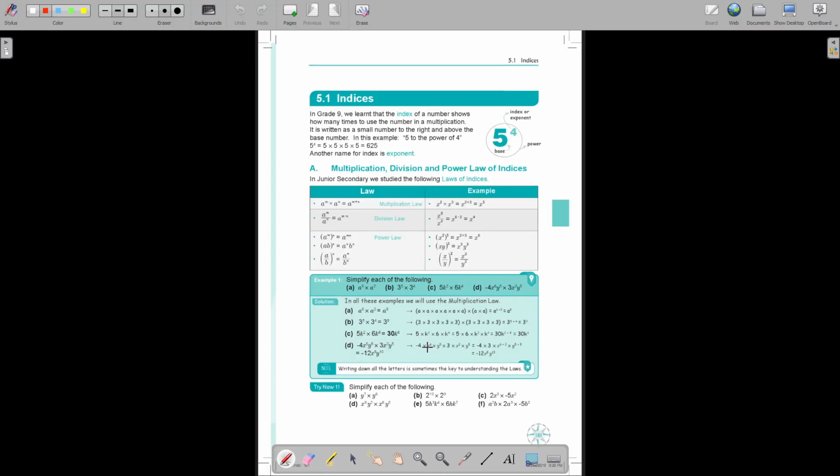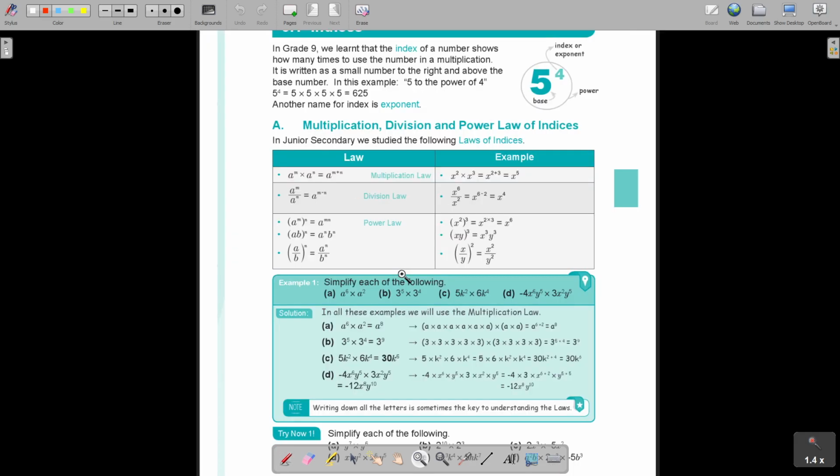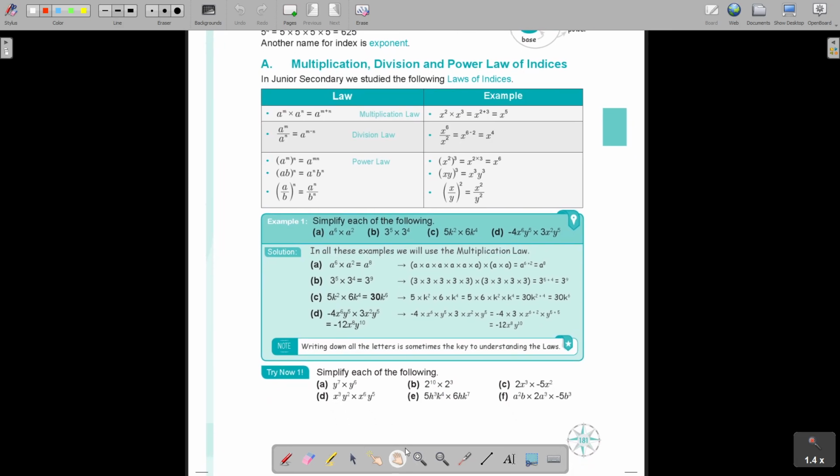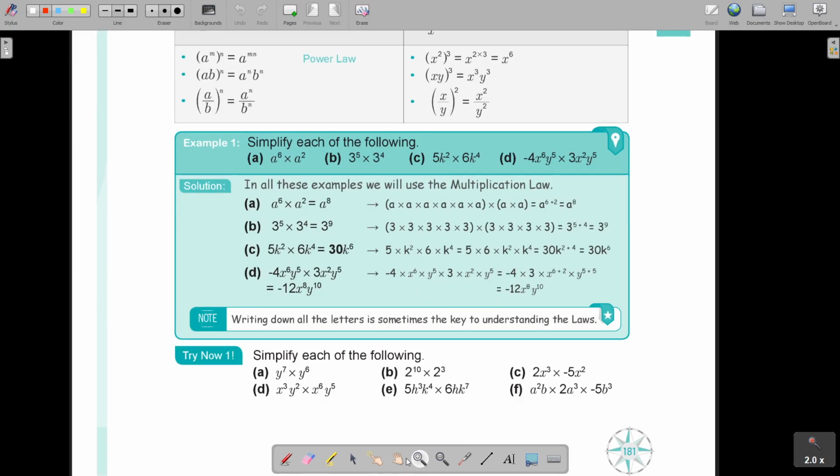And I just want to take you to those rules. And I don't know why, but I know people struggle a lot with indices. But I think the more you do it, the more it will grow on you. Okay. So just remember your rules there. And all that I want to show you here is example 1. And it's actually, as I said, it's just applying those rules.